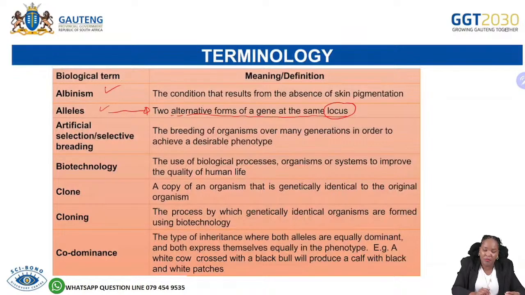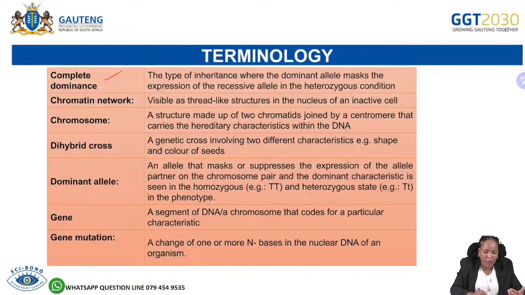Artificial selection or selective breeding, biotechnology, cloning, codominance. Codominance, we are also going to talk about it a lot today. So we will unpack it for you. Complete dominance, chromatin network, we've already spoken about it. A chromosome, we've already spoken about it. Dihybrid cross. A dihybrid cross, we're going to talk about next time when we meet again, but you just know that this is where we are crossing two different characteristics. So we will do that at a later stage when you've studied monohybrid crosses. Dominant allele. Like I said, we're going to talk about the alleles. This dominant allele, what do we mean by that? Gene, we've already spoken about the gene.